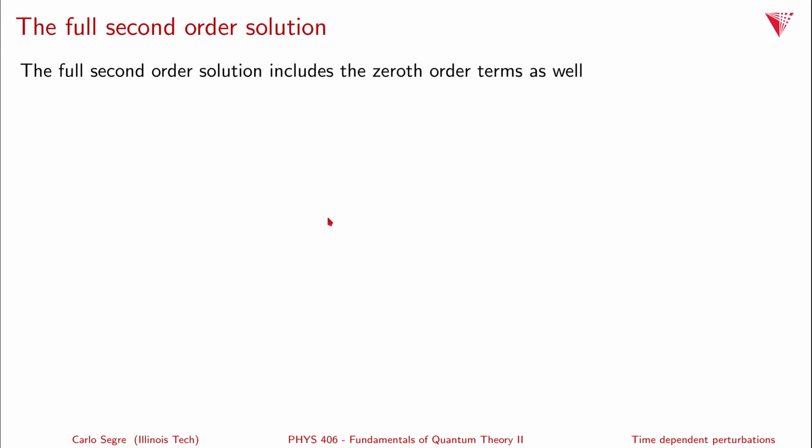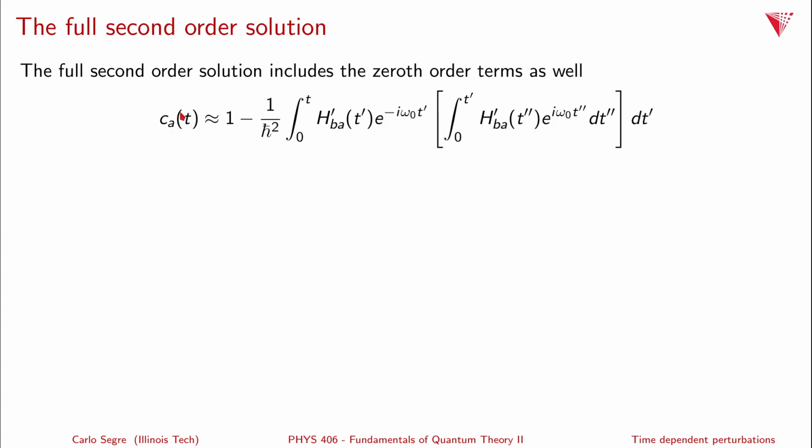So we can now write the full second order solution, which includes the zeroth order, first order, and second order terms. For the full solution, we have CA of t is approximately equal to 1, because it starts at 1, minus 1 over h bar squared, integral from 0 to t of H prime BA of t prime, e to the minus i omega naught t prime. Then you have another integral in this integrand, which is the integral from 0 to t prime of H prime BA of t double prime, e to the i omega naught t double prime dt double prime, and that all is integrated over dt prime.